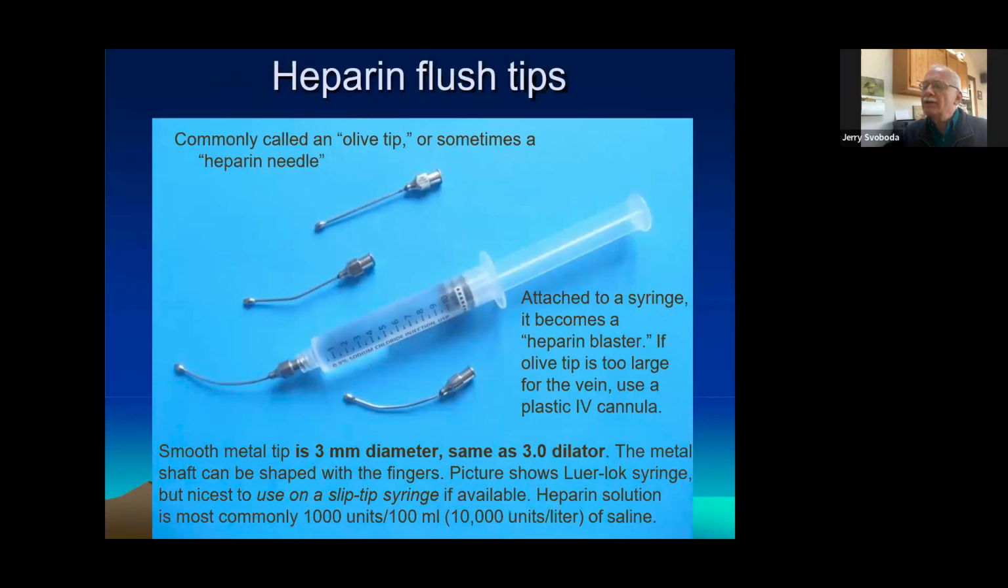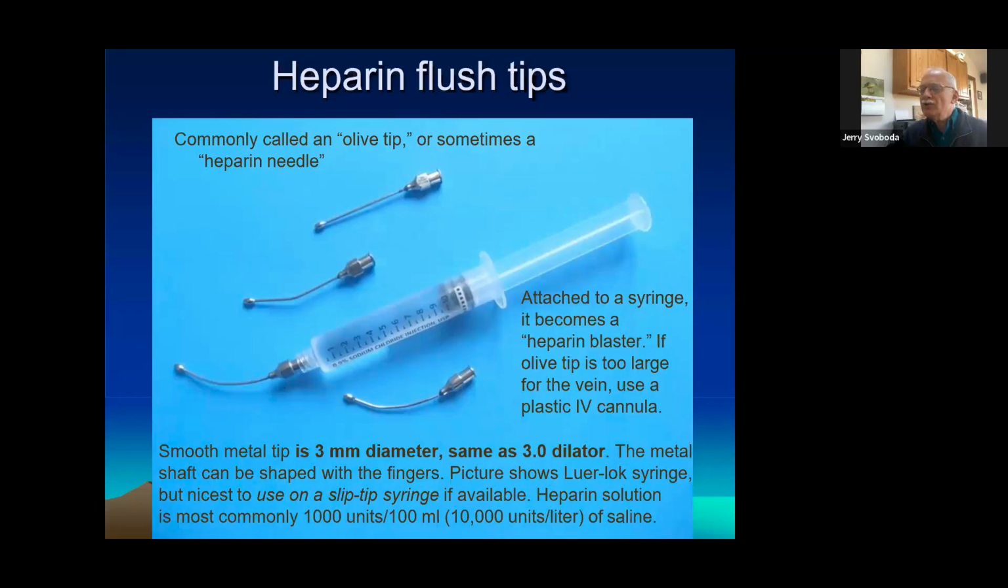We call them an olive tip, or they can be called a heparin needle, and they're often used on a 5 or 10 cc syringe with saline or heparinized saline to make sure that the vein is open. The metal tip is 3 millimeters in diameter. It's the same as a 3 millimeter diameter dilator. We'll come back to that point in a minute.